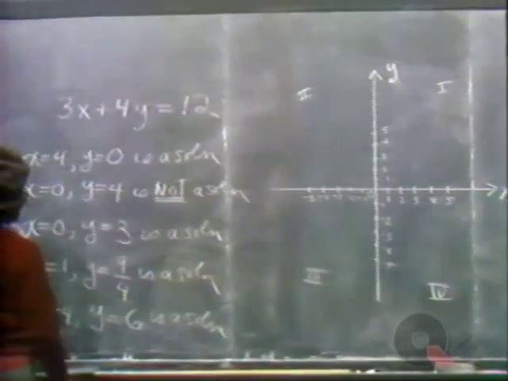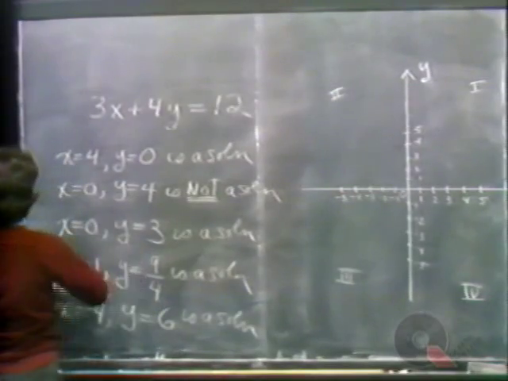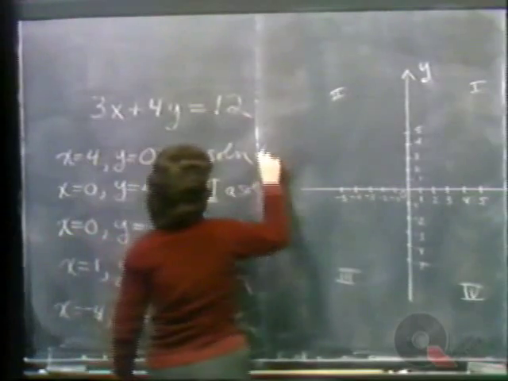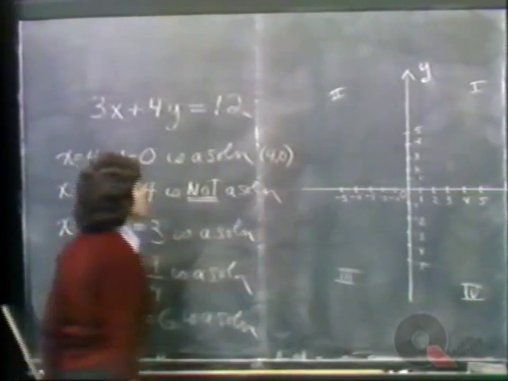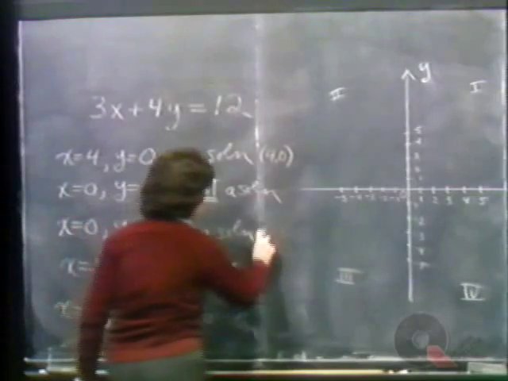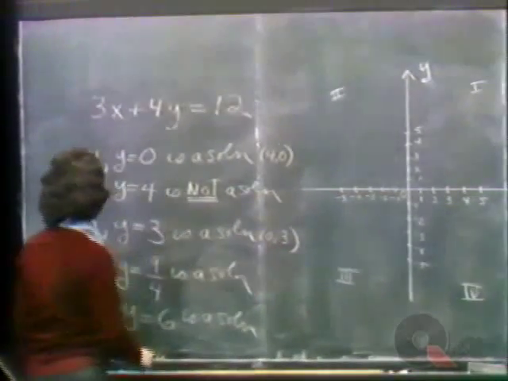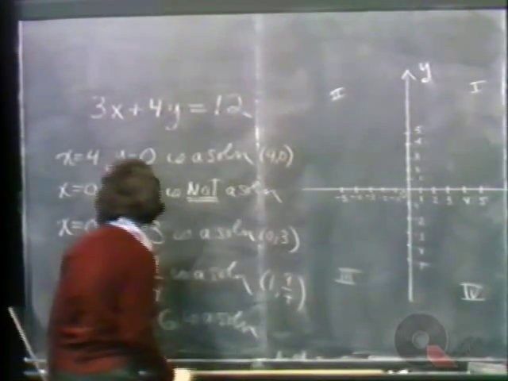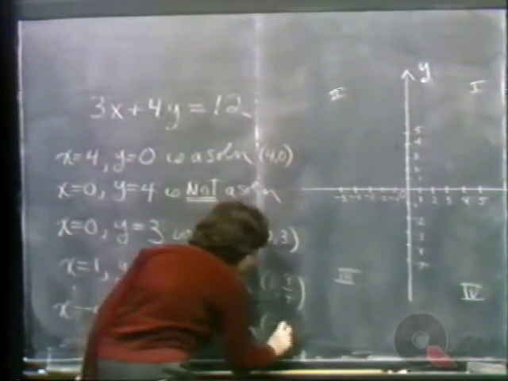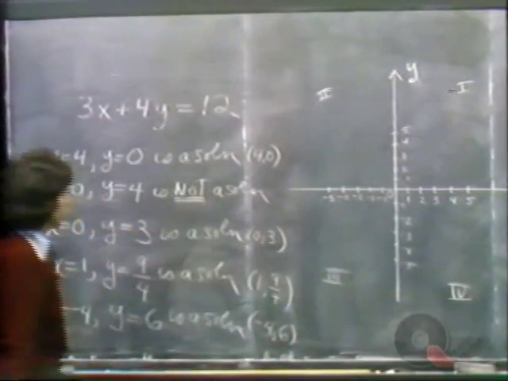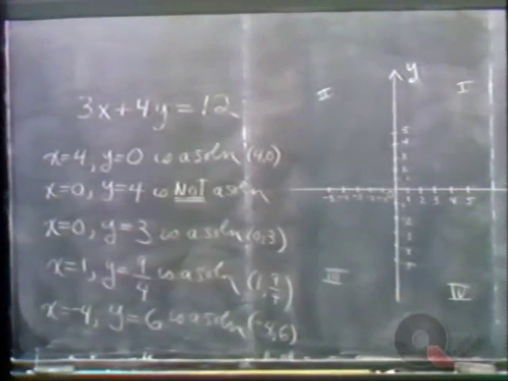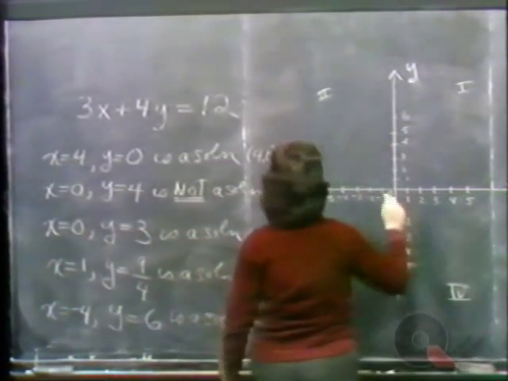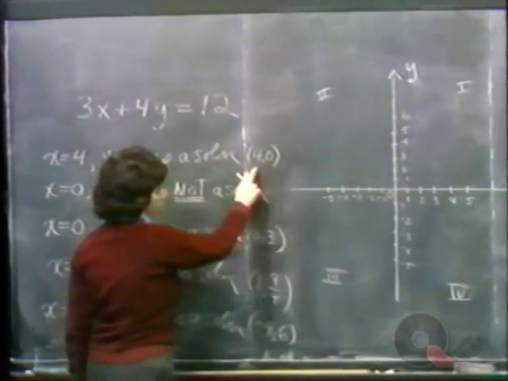Now let's see the points that we're going to plot. Well, I can cross this one. This first one, x equals 4, y equals 0, is the point (4, 0). We want to plot that one. Then (0, 3), (1, 9/4), and (-4, 6). Let's see what we have.